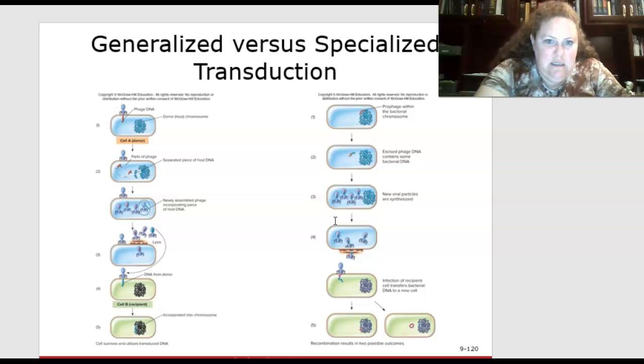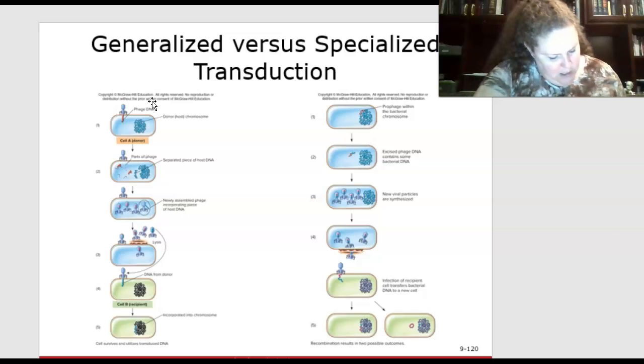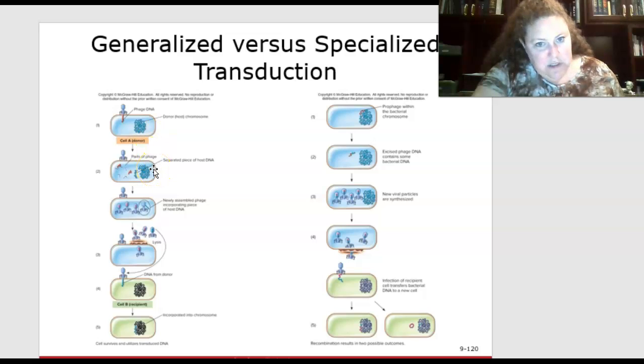So you can see this one's 9.27. This is the generalized transduction, or the genetic transfer by means of a viral carrier. So in step 1 up here, a phage infects cell A, which is the donor cell, by normal means. And then in 2, during replication and assembly, the phage particles incorporate a segment of bacterial DNA by mistake. And then step 3, cell A lyses and releases the mature phages, including the genetically altered one. So this is step 3 right here. And then step 4 is down here. Again, this is figure 9.27 in your book.